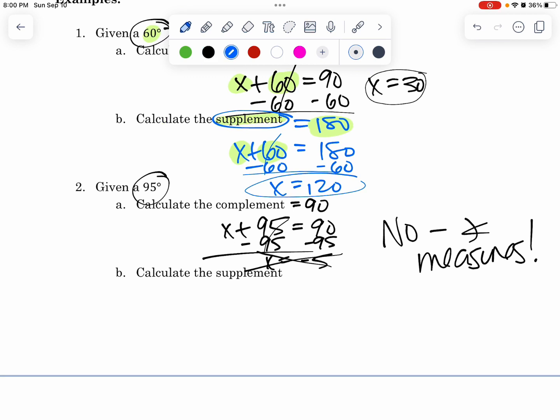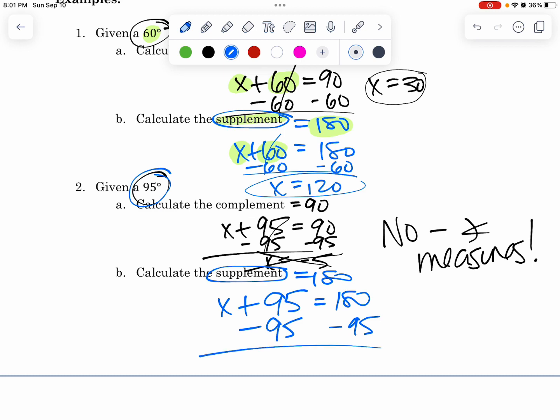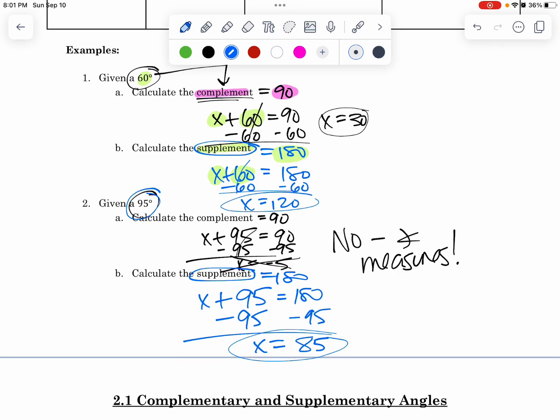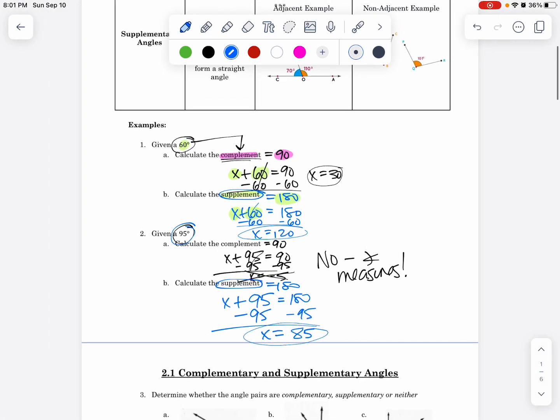Okay, but for supplement, I remember it equals 180. So I'm taking x plus the angle given, which is 95, and I'm equaling it to 180. I'm going to subtract 95, and I get x equals 85 degrees. That is the supplement. Okay? So that's exactly how we're going to do all of these.